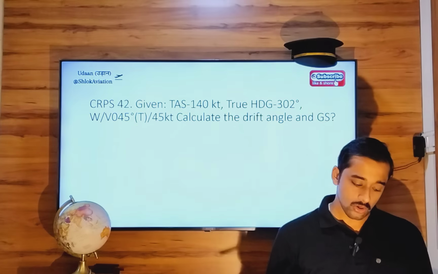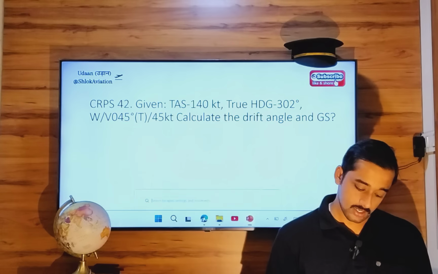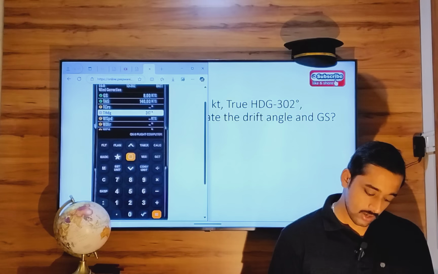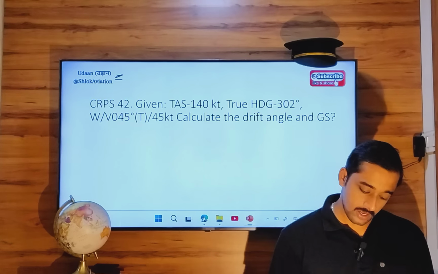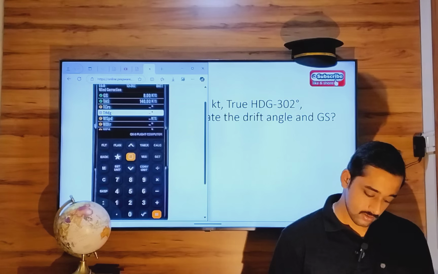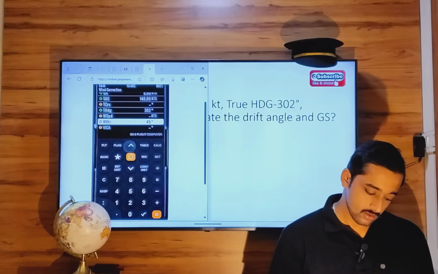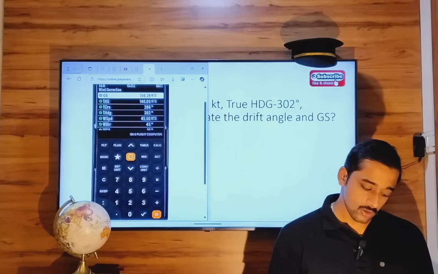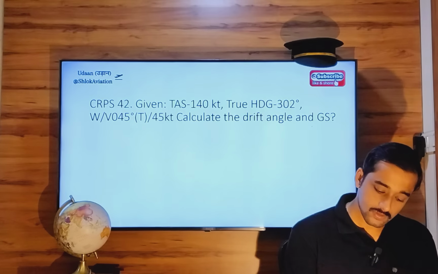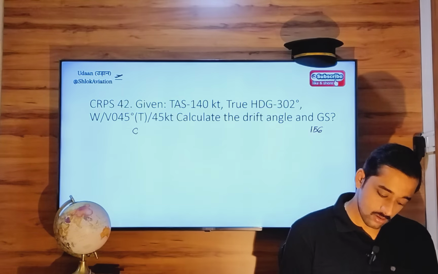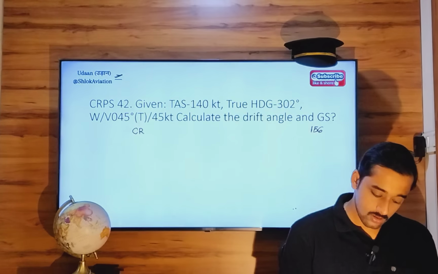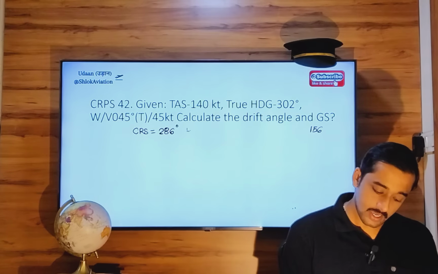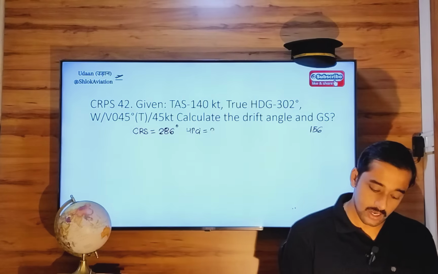42. Task, true heading, winds given, calculate drift and ground speed. Now task is 140 here, heading is 302, winds 45 at 45. So ground speed is 156 knots and true course is 286. Correction, course is 286 degrees and heading here is 302 degrees.